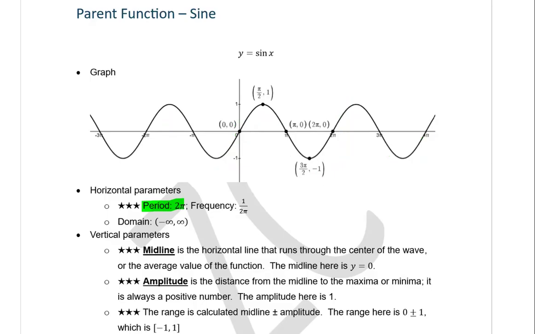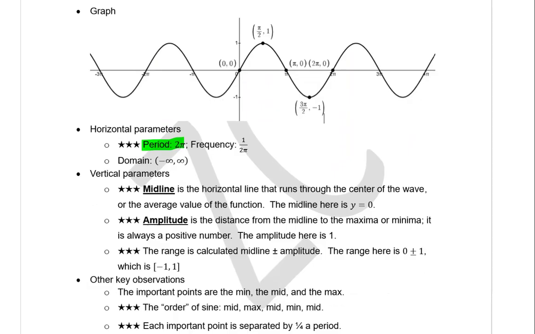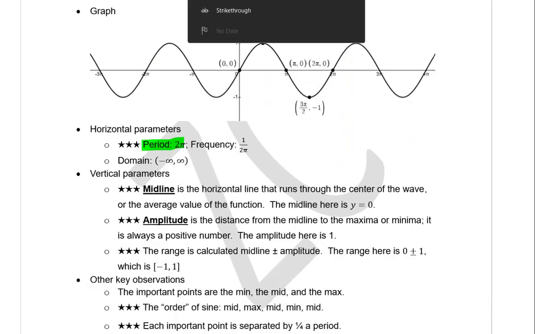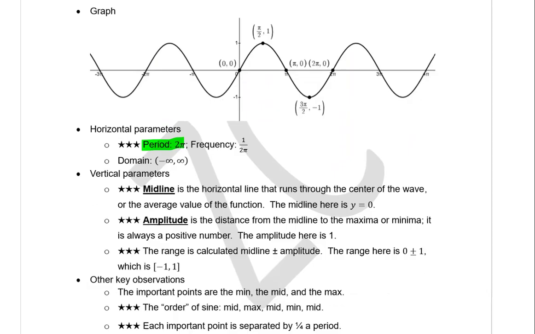Now I gotta switch to the pen. Let's talk about midline. Whoops, I don't want to hit that on accident. Let's talk about the midline. I need the pen now. Okay. The midline is the horizontal line that runs through the center of the wave. So here is my wave up here. So this would be like the horizontal line. Okay, it'll be actually the x-axis, but to show, I need to offset it a little bit, okay?